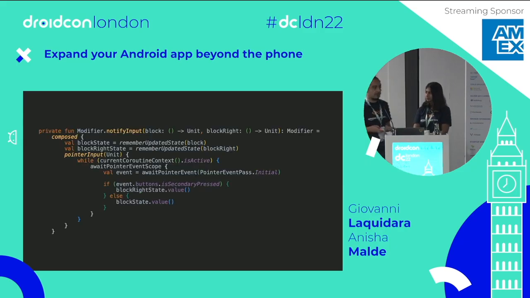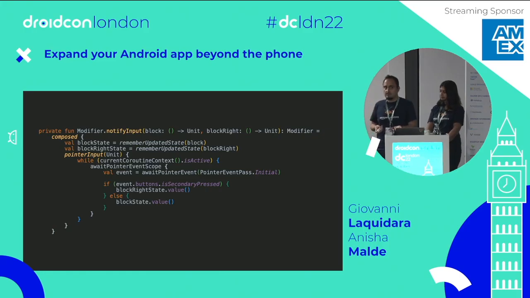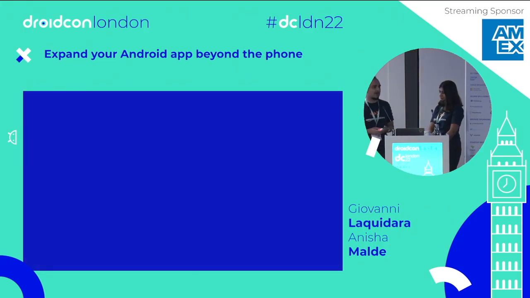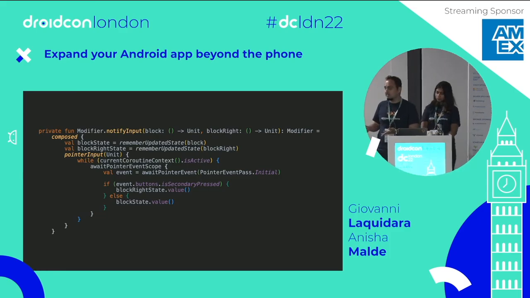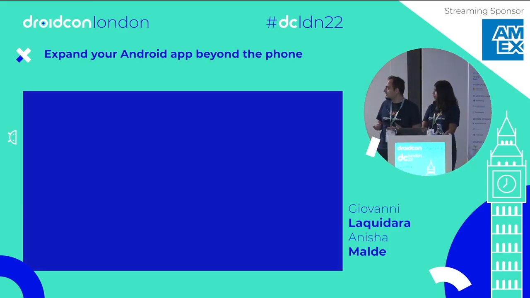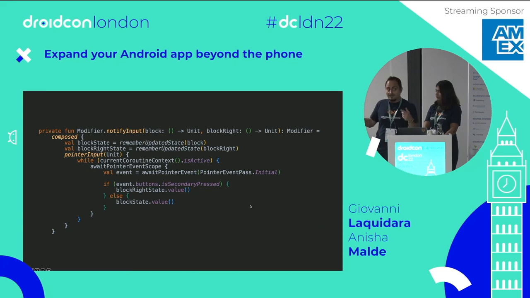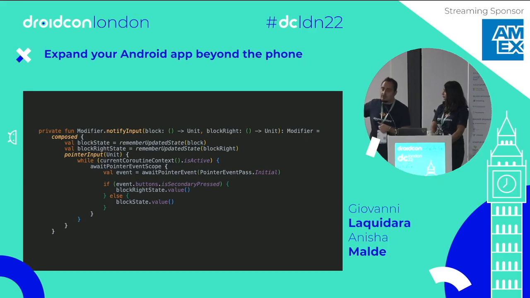We also talk about the mouse. For the mouse event, you have the left button of the mouse and the right button. So let's say that you want to associate a behavior to your composable associated to the right press of a button. You can use this modifier, extending a pointer input modifier of Jetpack Compose. And inside that method, you can extract what kind of button has been pressed by the user, just by getting the event's button isSecondaryPress Boolean.